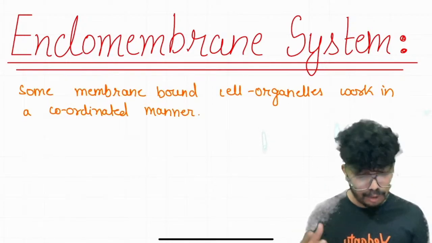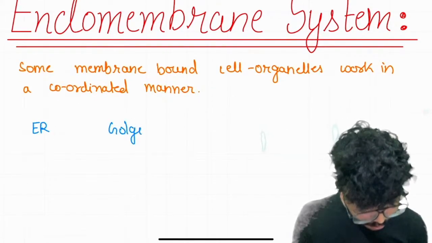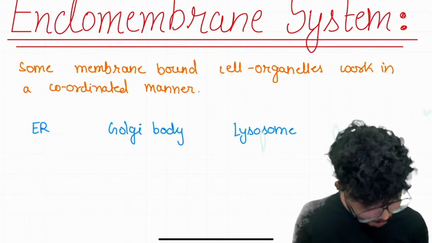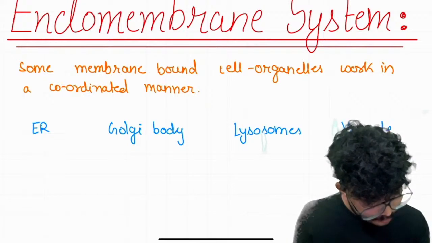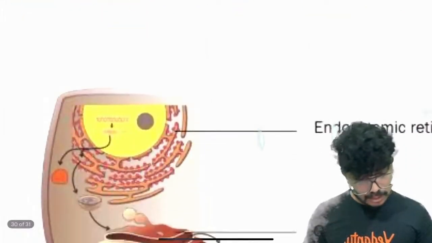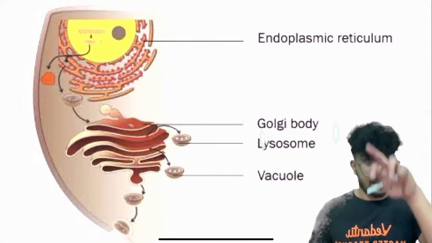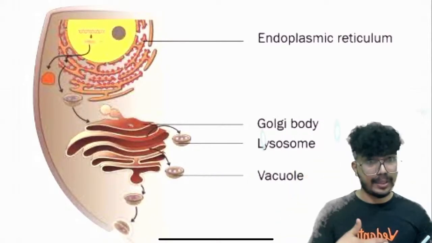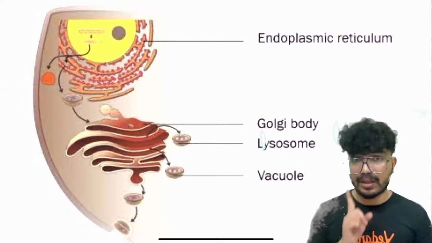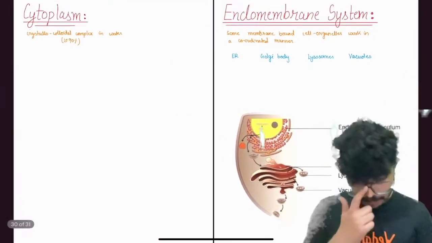What are the major components of the endomembrane system? ER, Golgi body, lysosomes, vacuoles. So endoplasmic reticulum, Golgi body, lysosomes and vacuoles make up the endomembrane system. I'll teach you how their activities are coordinated and how they work together. We'll start with the very first component of the endomembrane system, the endoplasmic reticulum.